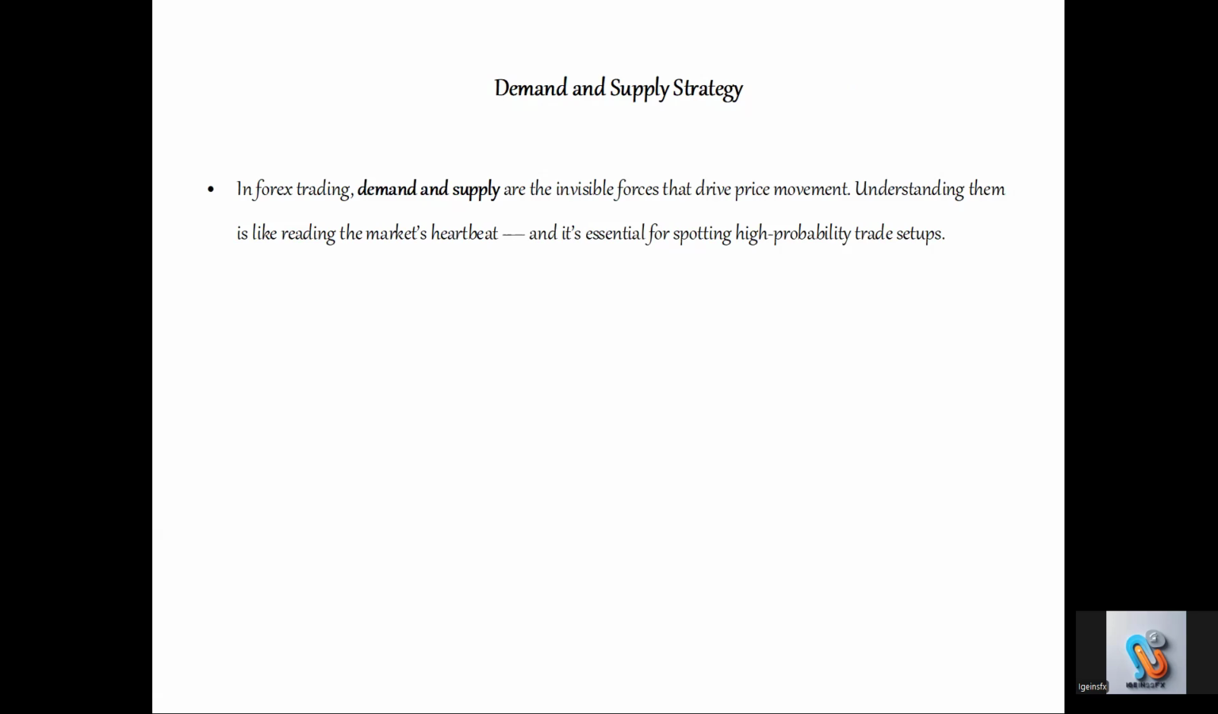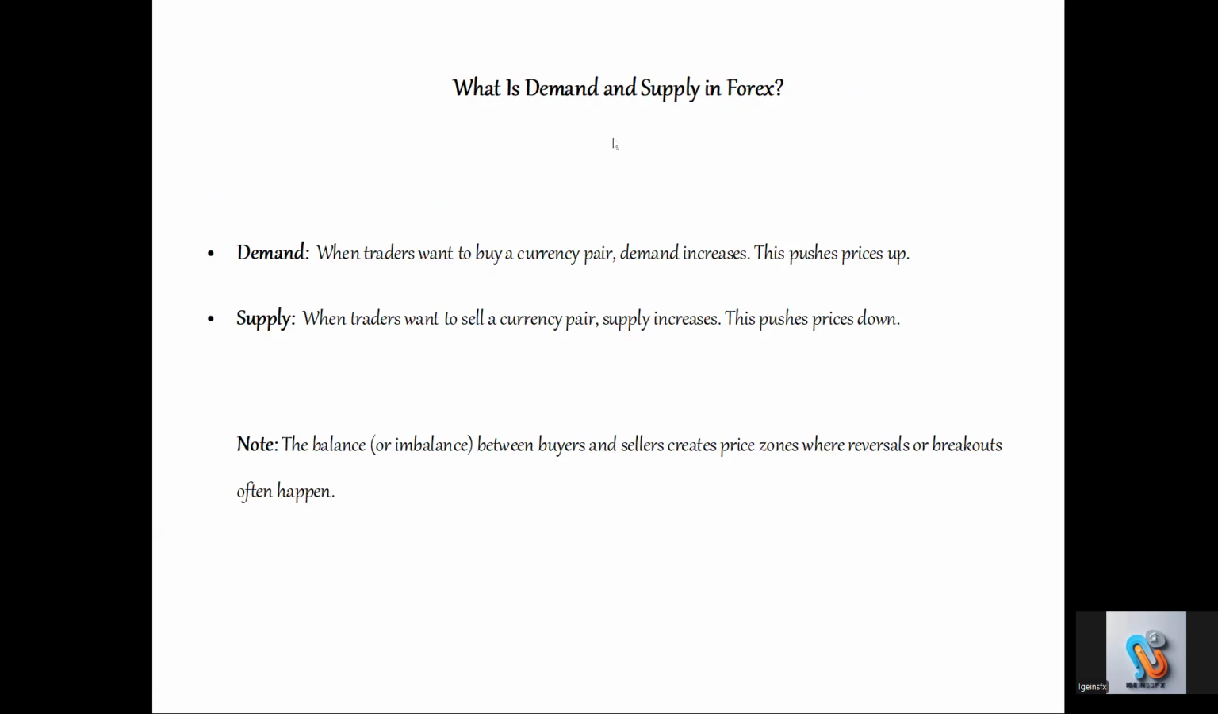So that being said, let's proceed. What is demand and supply in forex? Demand: when traders want to buy a currency pair, demand increases, right? This pushes price to the upside. Demand simply means when traders want to buy a currency pair. And what happens? The need will increase, and it will cause price to go up.